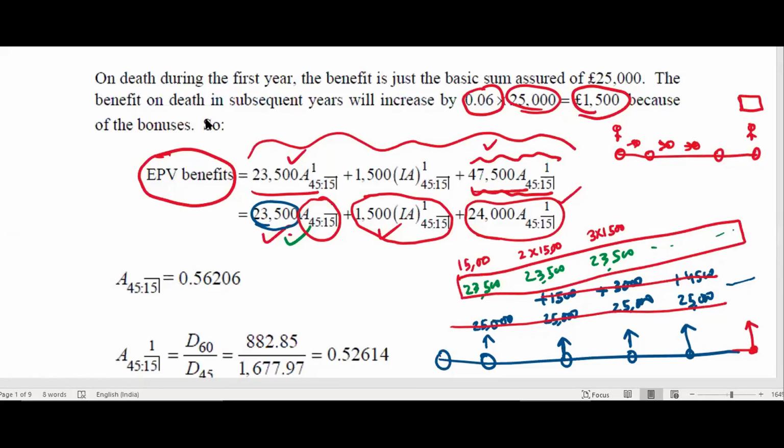You see how many years you have? 15 years, right? So 15 years, 15 into 15? What will be the final benefit? Okay, final benefit, if this is 0, this is 1, this is 2, this is 3, this is 4, at 15 you have to find. See, at 3 we have written 3 into 1,500, right? Extra, because this we have already taken. So 3 into 1,500 is here. What is the last one? Last one will be 15 into 1,500.